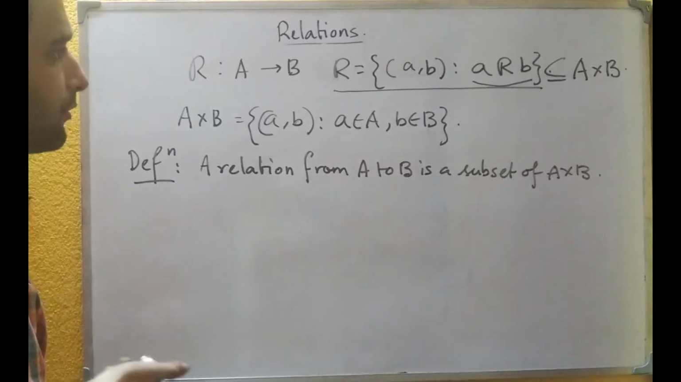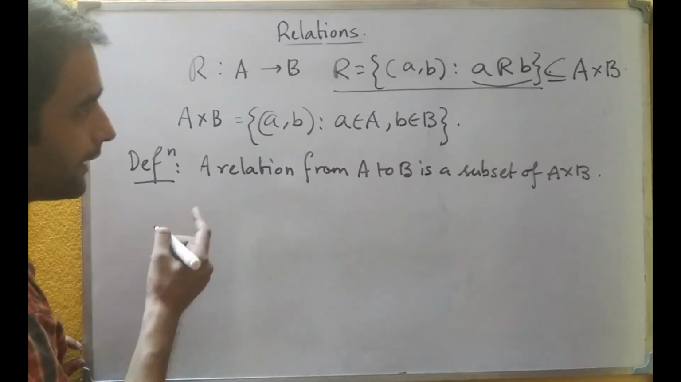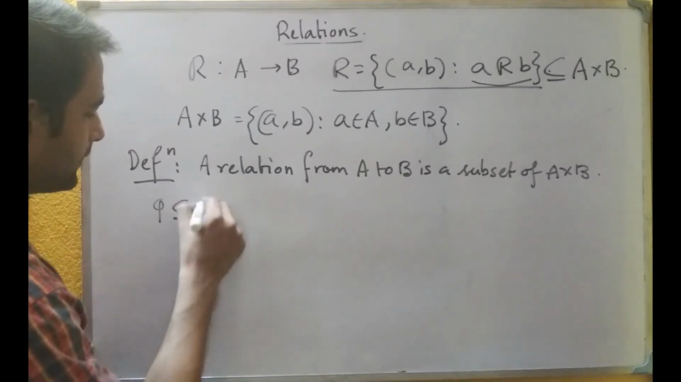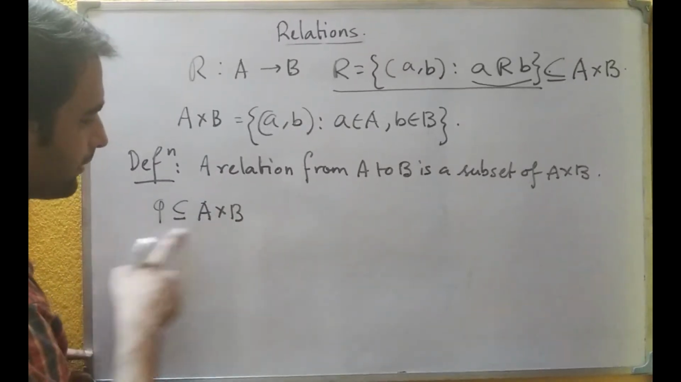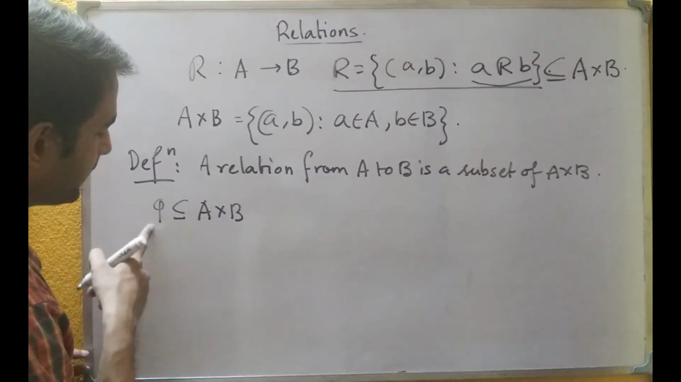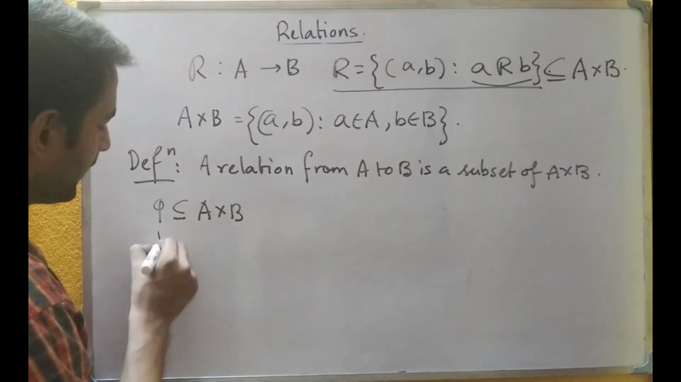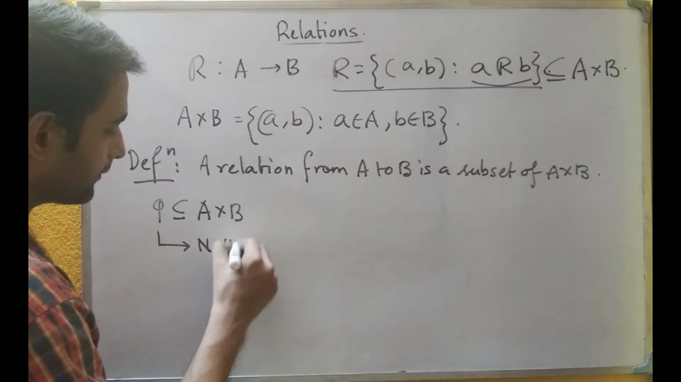So there are some different types of relations. First one, since a relation is a subset of A cross B, we know that phi is a subset of A cross B. Phi is a subset of every set, so it should be a subset of A cross B also. And in this set phi, there are no elements. So if we consider phi as a relation, we call it a null relation.